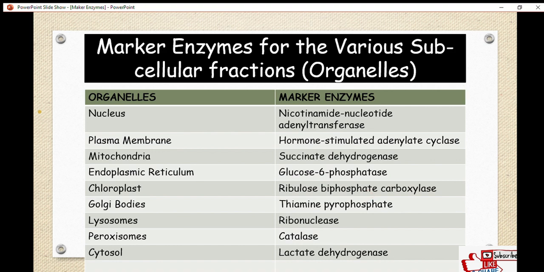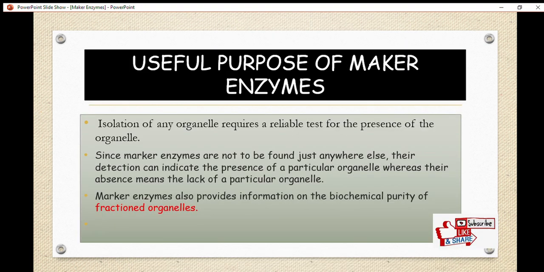Okay, so let's go to the useful purposes of these marker enzymes. This slide is going to talk about the importance of marker enzymes. Like I said earlier, isolation of organelles requires a reliable test for the presence of the organelle. So in order to determine whether a particular organelle is present, we have to do a test. And before you can do that test, you have to homogenize the sample. This is done by using a blender or a sonicator, or usually high pressure, as was said in the first video.